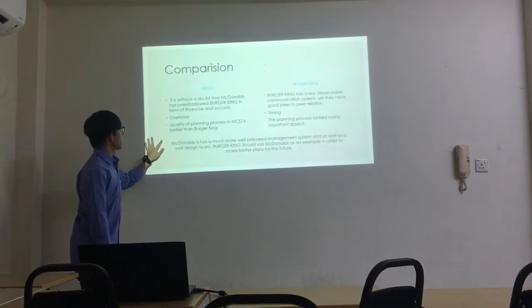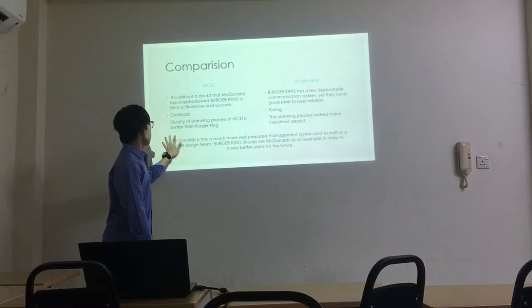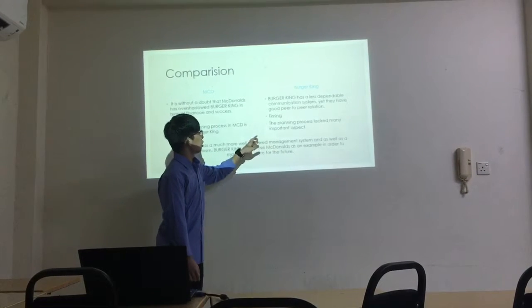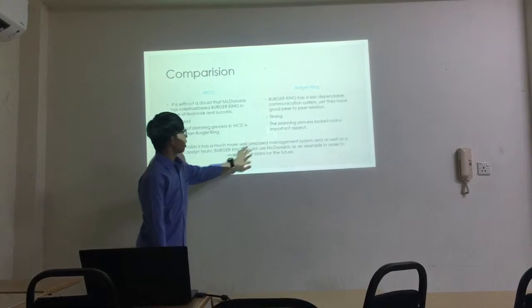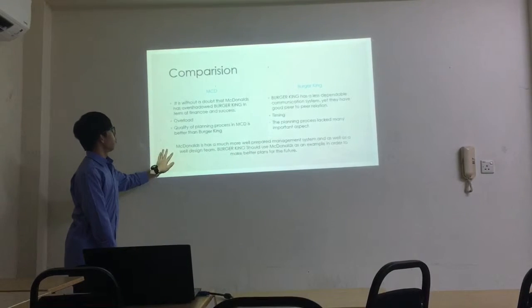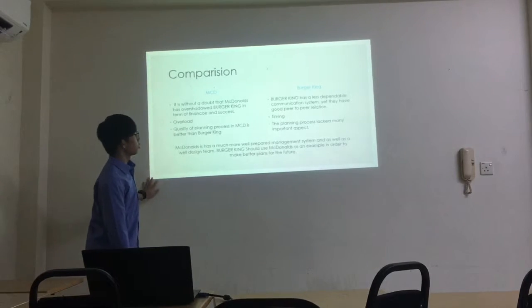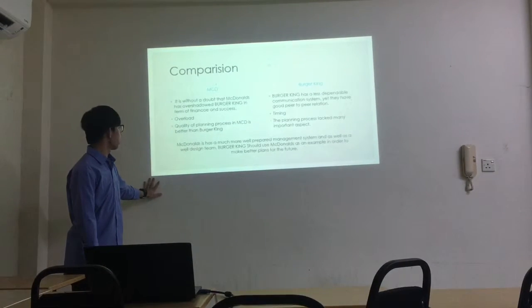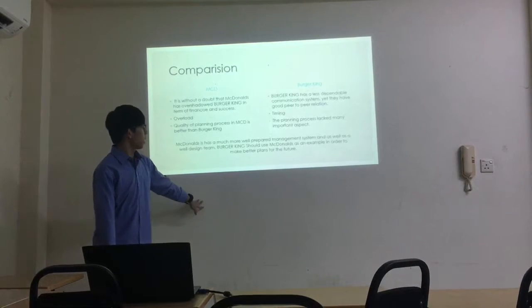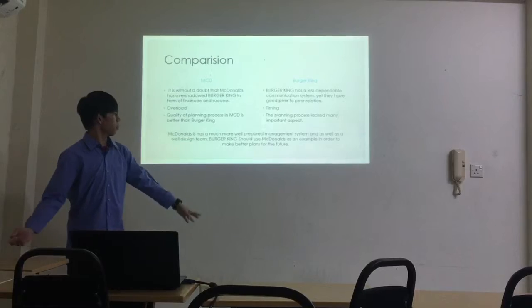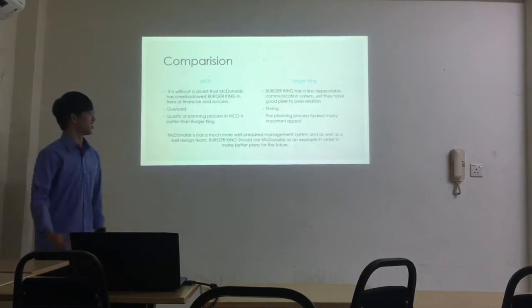The third part is that the quality of the planning process in McDonald's is better than Burger King. The planning process of Burger King is lacking many important aspects. Overall, McDonald's has a much more well-prepared management system as well as a well-done design team. Burger King should use McDonald's as an example in order to make better plans for the future.